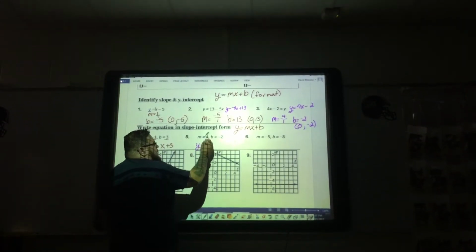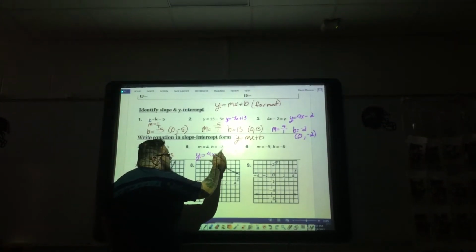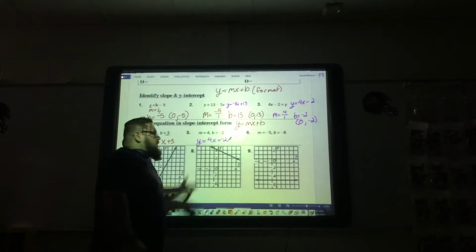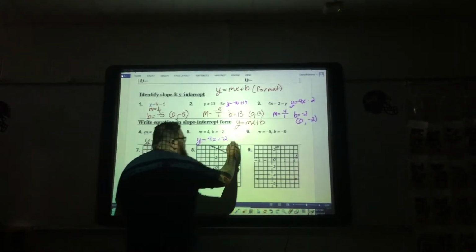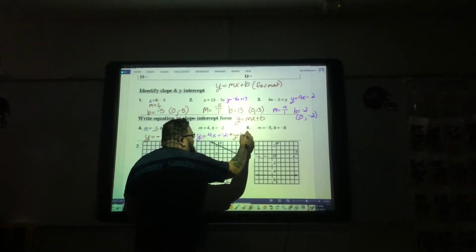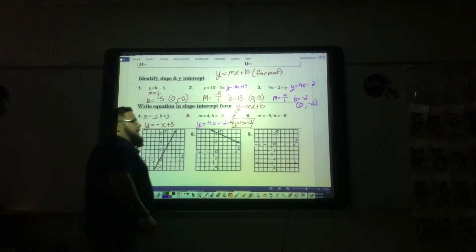Y equals 4x. Now sometimes we would write plus negative 2. But remember, when we have a plus and negative, it's really saying minus. So in other words, this one's y equals 4x minus 2. So this is the correct formatting that we need to keep.